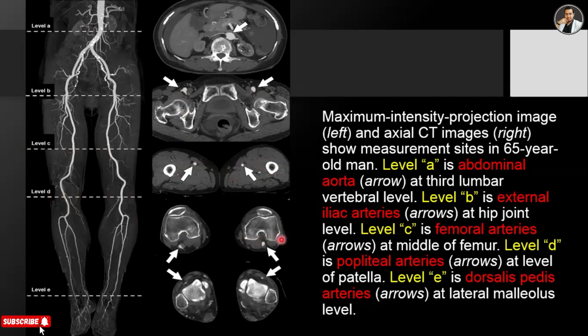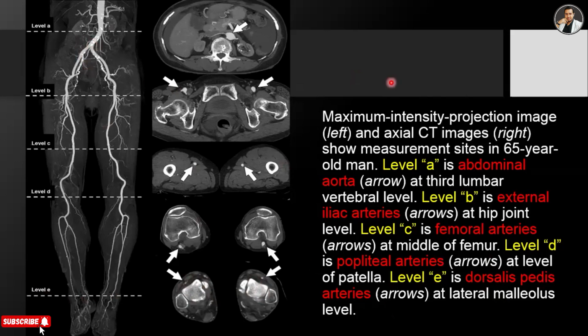We come to the knee joint. The artery behind the knee joint is white. This artery is called the popliteal artery. We come to level E. We see the arteries in level E. The arteries are called the dorsalis pedis artery. This is the normal endogram. There are some calcifications in some places.